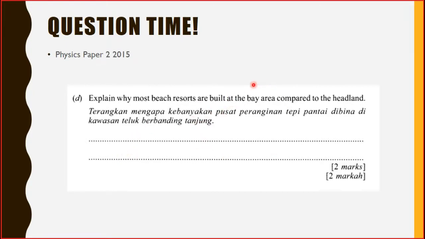All right, so the question is taken from Physics Paper 2, 2015, the actual question. Explain why most beach resorts are built at the Bay Area compared to the headland. If you remember, most of the beach resorts are built at the Bay Area compared to the headland. Terangkan mengapa kebanyakan pusat peranginan tepi pantai dibina di kawasan teluk berbanding tanjung. So try and think of the answer.